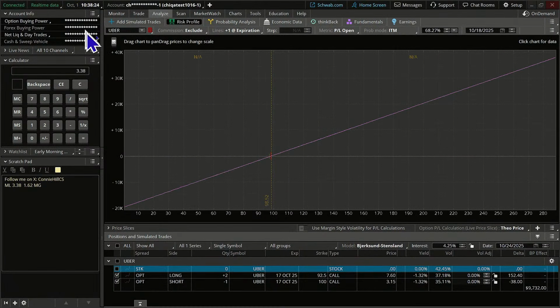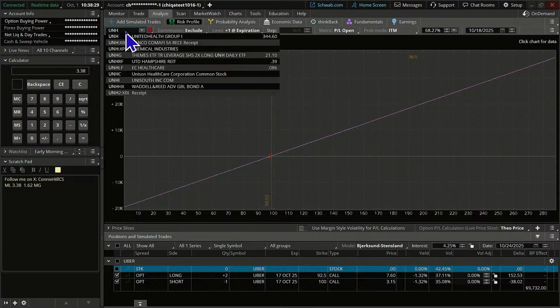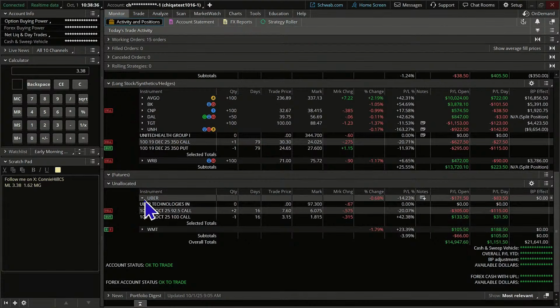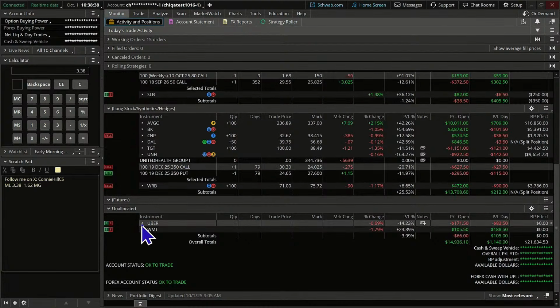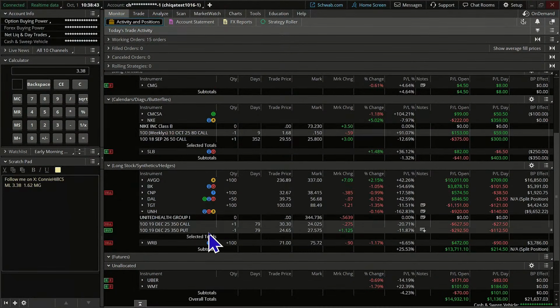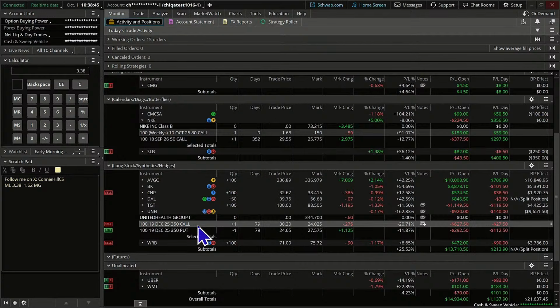The other one I was thinking we could look at here is UNH. Now, UNH is a synthetic trade. Let's open up UNH right here. So we have a long call and a short put. The idea with this kind of trade is that you're going to create a delta of 1. A stock with one share is a delta of 1, and it's a linear relationship.